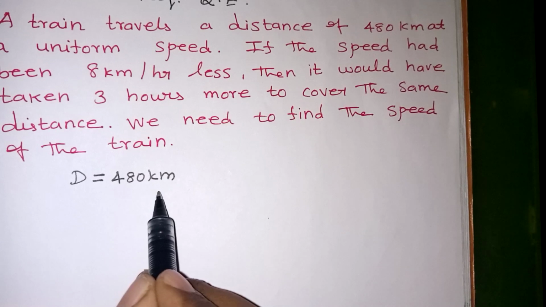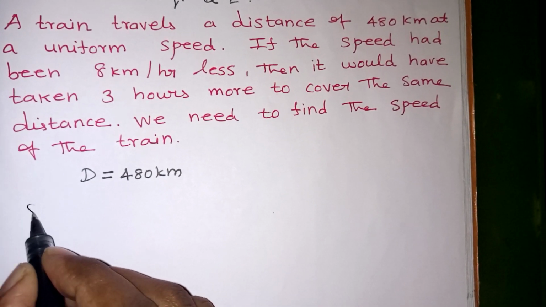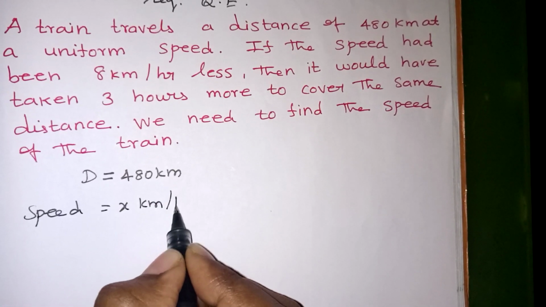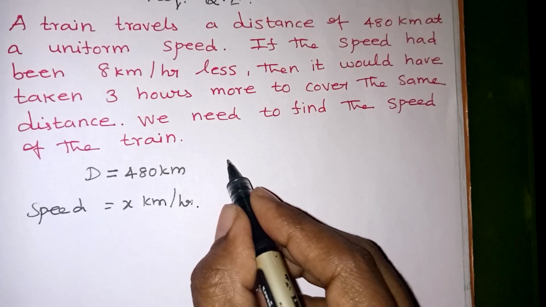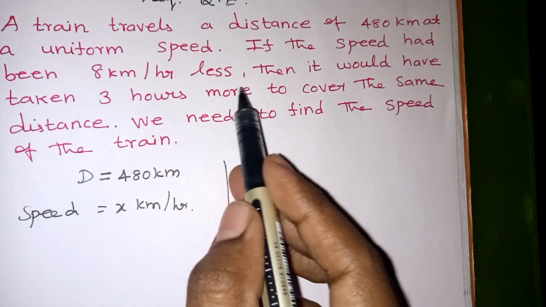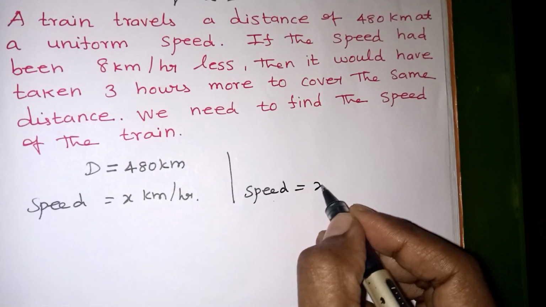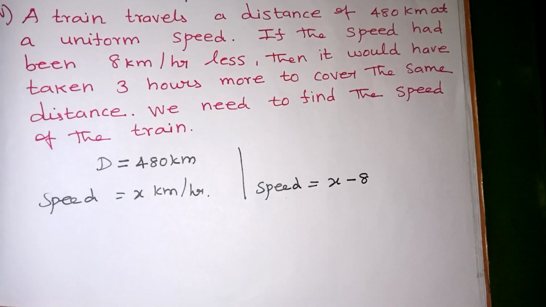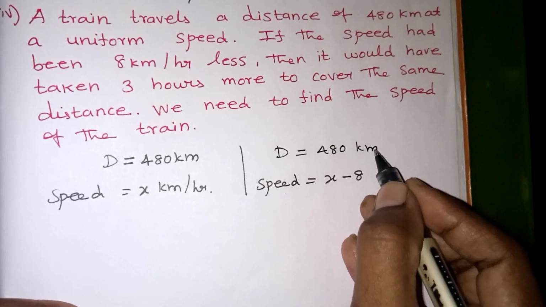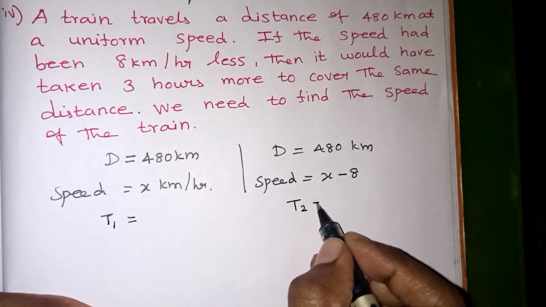So distance 480 km, you just take it. First, the usual speed we don't know. So let us take the usual speed as x km per hour. Now the condition given is the speed being 8 km per hour less. Now the second condition, if the speed is going to be x minus 8 for the same distance equal to 480 kilometers. Here the timing we are going to take as t1. Here the timing we are going to take as t2.